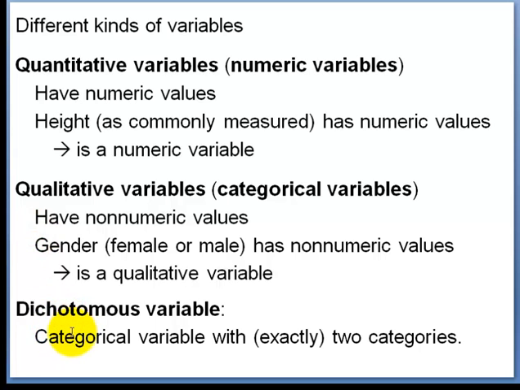Categorical or qualitative, those are synonyms. A particular type of categorical variable is a dichotomous variable, sometimes called a binary variable. And that is a categorical variable with exactly two categories. So gender, as we've defined it here, is a categorical variable, and indeed it is a dichotomous variable as well.